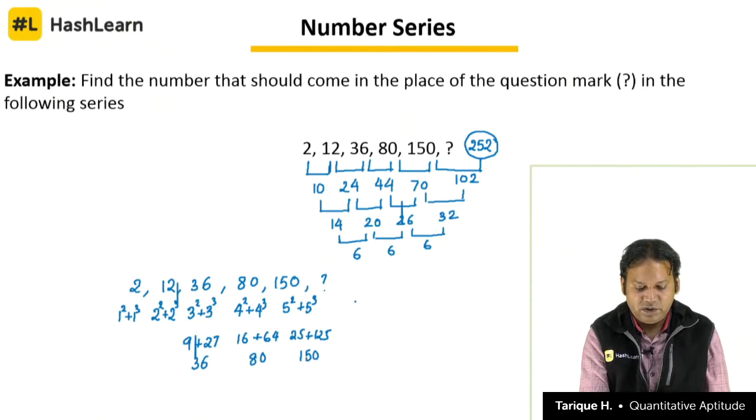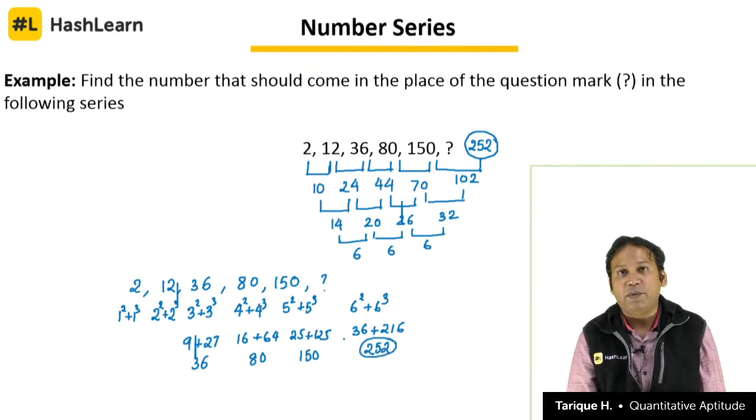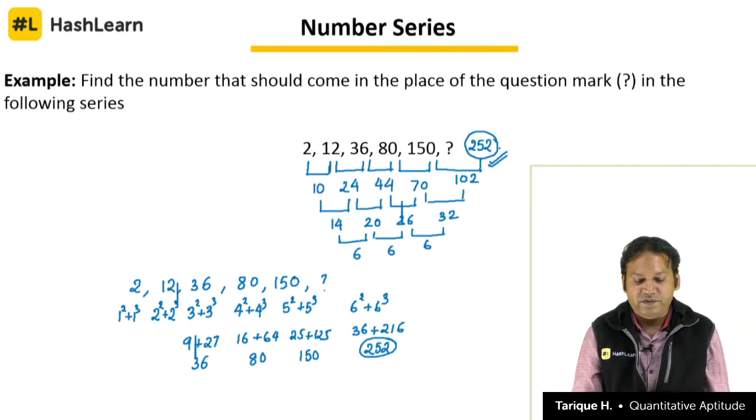So then the next number should be 6 square plus 6 cube. 6 square is 36 and 6 cube is 216. 36 plus 216 is equal to 252. So this can be a question based on number properties also, and the answer for this question is 252.